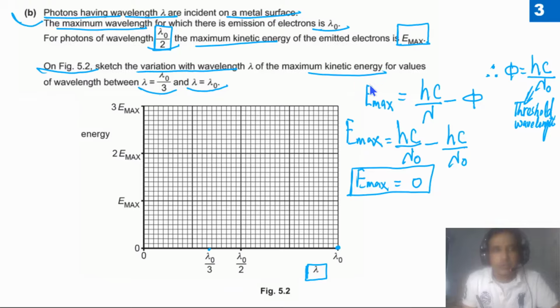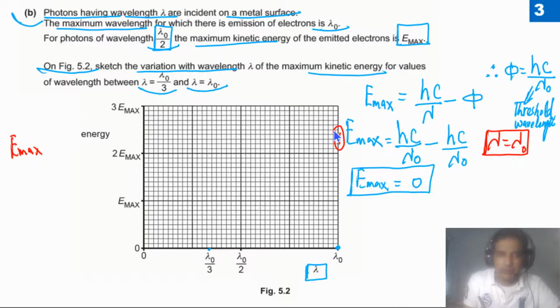Now in the question it is given that when lambda is equal to lambda naught by 2, the maximum kinetic energy of emitted electrons is equal to E max. So we can rewrite here. This is the second case, E max. The first case was when lambda is equal to lambda naught. Now we are looking at the second one.